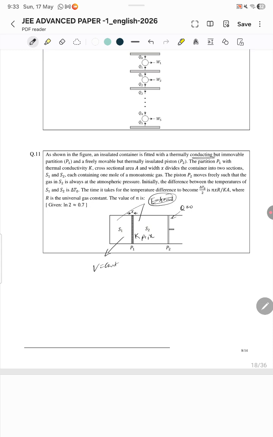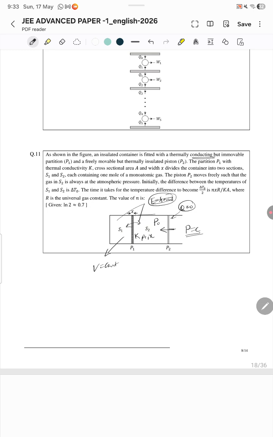Now P2 can move freely such that H2 is always at atmospheric pressure. So here the pressure is P naught always. So this is an isobaric process, pressure constant. Okay, and Q is also 0 here. There is no heat exchange, but maybe through these walls we can exchange heat, right?